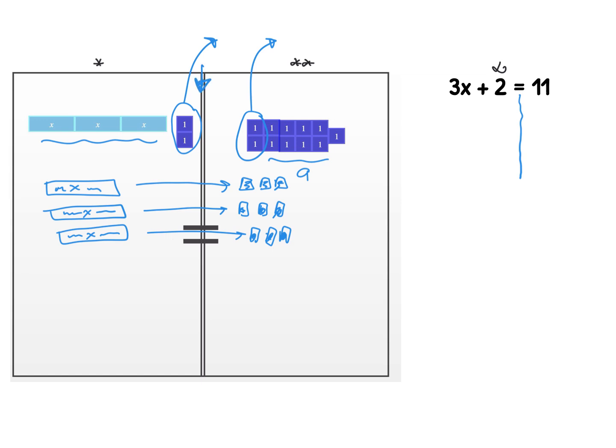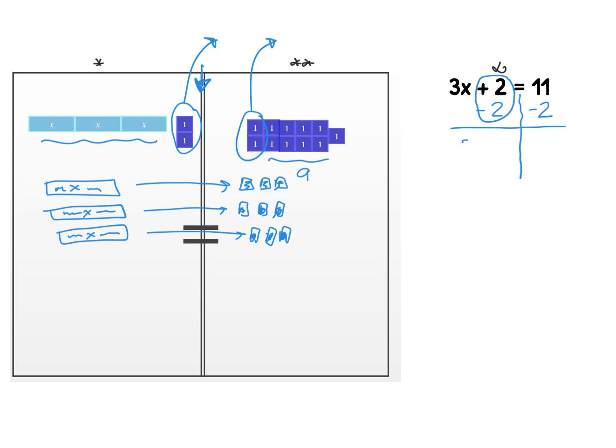And what did we end up doing? We ended up removing 2 unit tiles. So we removed 2 unit tiles from each side. That's what we did. We took them away. So last year, hopefully you had the idea of making a 0. That's what we were doing. But this idea of subtraction is actually removal.